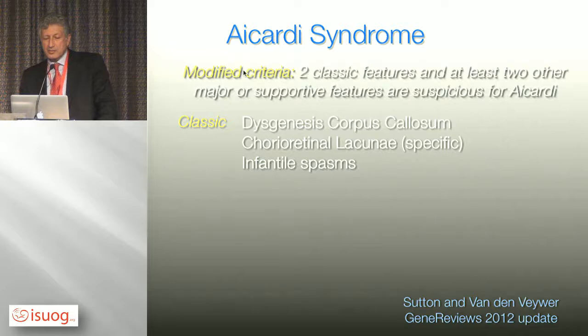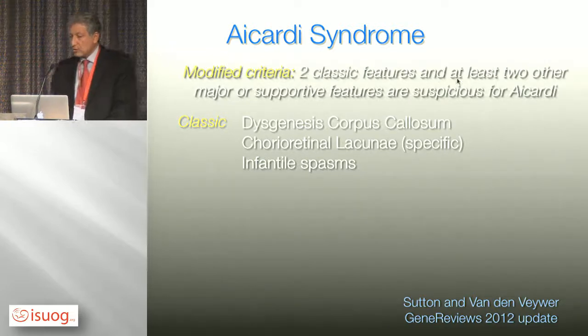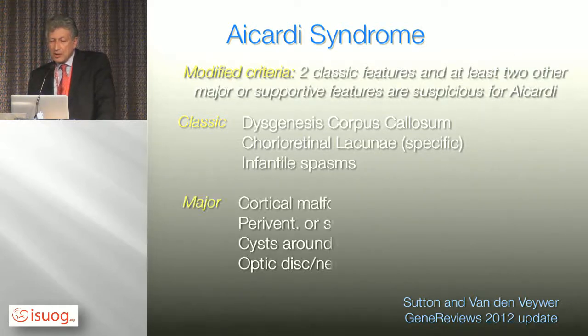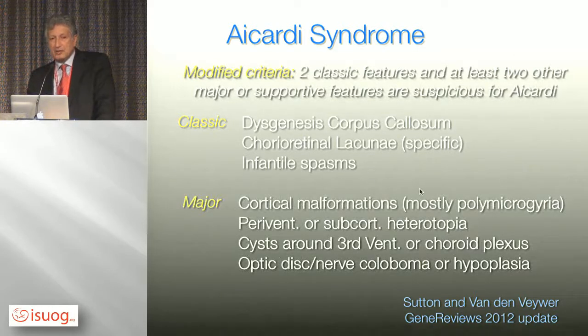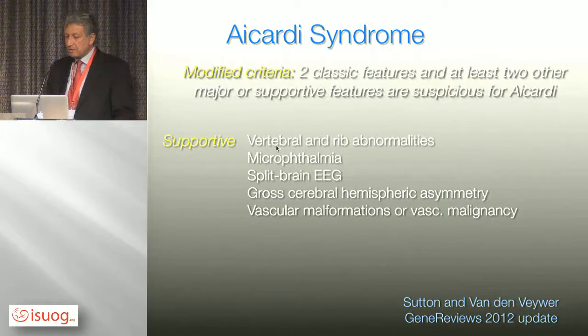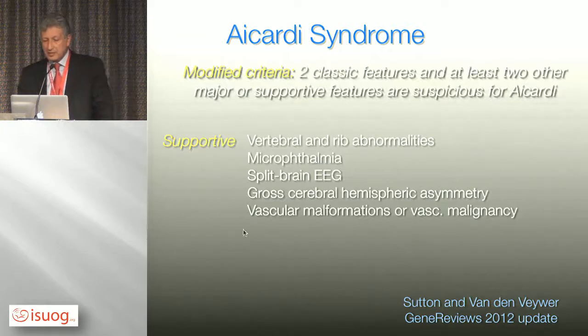Now there are modified criteria: 2 classic features, and at least 2 other major or supportive features which may be suspicious for Aicardi syndrome. The classical ones and the major additional ones are cortical malformation, mostly polymicrogyria, periventricular heterotopia, we'll hear about it later on, the presence of cysts around the third ventricle or choroid plexus cyst, and optic disc nerve coloboma or hypoplasia, and you see now the link back to the chiasm and to the optic nerve sheath. And we have supportive additional things like vertebral abnormalities, microphthalmia, split brain, and so on.